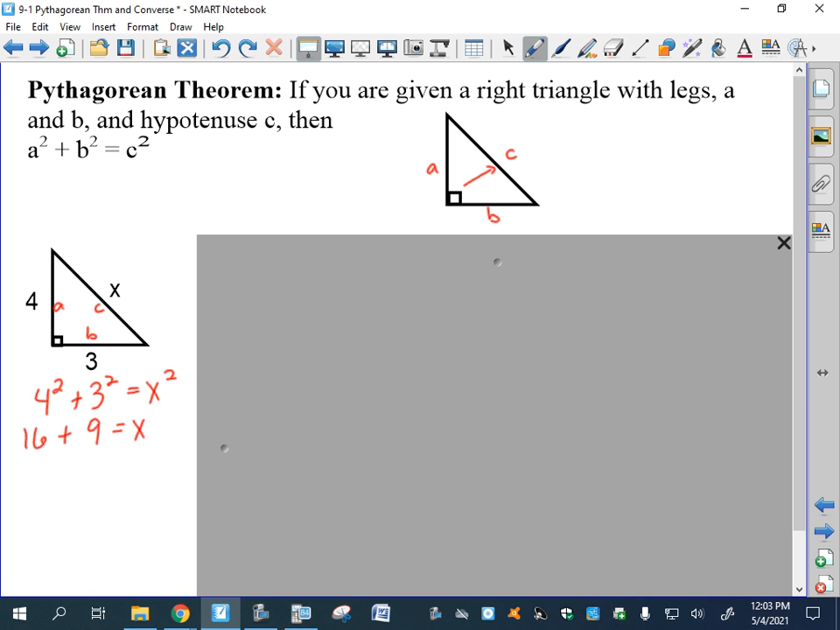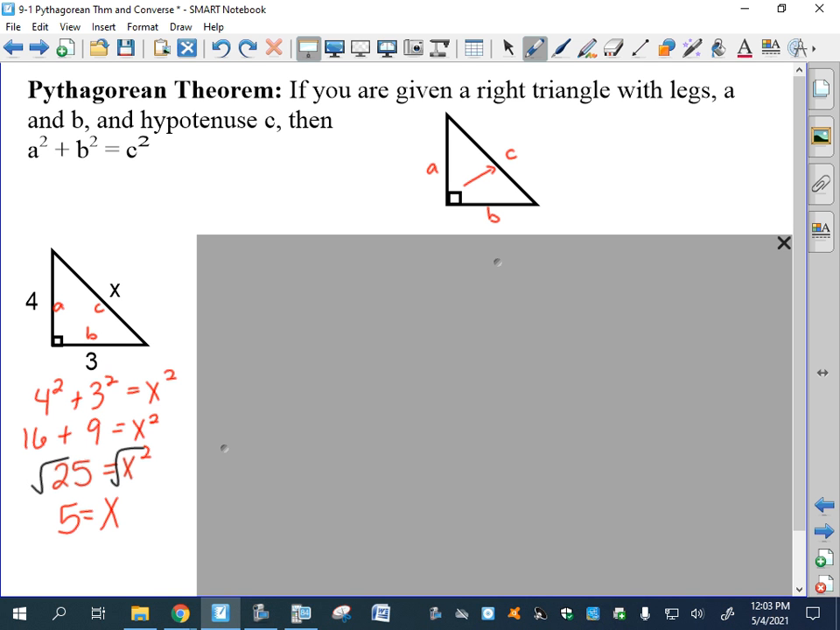So we start off with simplifying, and if we square those numbers, that's how we first simplify. Then we could add them together because they're on the same side. Yep, we'll talk about that later. But then we square root both sides and get x equals 5.